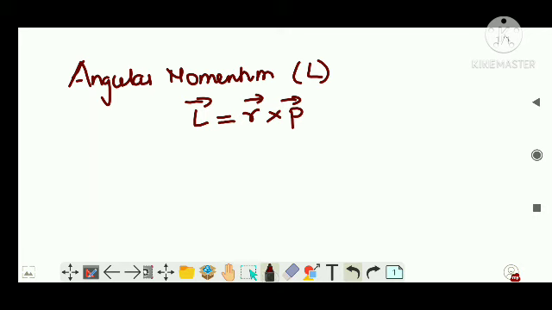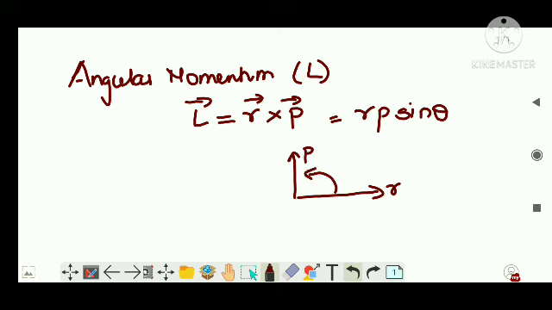Okay, so r cross P can be written as rP sine theta. Again, cross product means, suppose this is the r direction and this is the linear momentum direction, then the direction of angular momentum you take by turning the right hand's fingers from r towards P. Then the thumb gives you the direction of L. Clear?